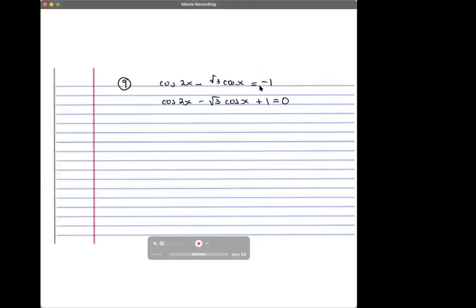So I added a 1 to both sides. And the reason why I did that is because I wanted to write it in standard form. And you said, well, wait a moment, there's nothing squared. Well, with the double angle formula, there is something that's going to be squared.